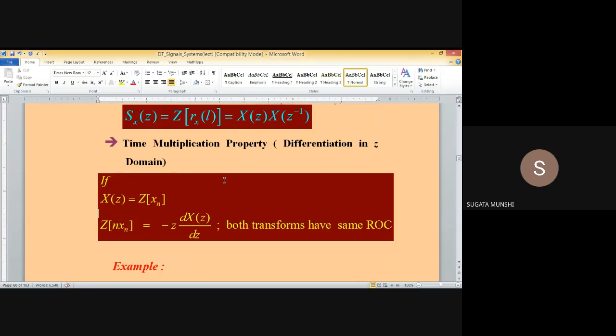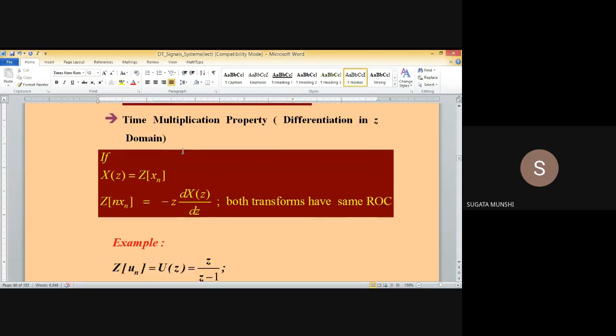What will the sequence n into un represent? What do you think? What does it represent? Ramp, sir, ramp. The sampled version, the uniformly sampled version of a continuous time ramp. Again, consider the Z transform of unit step. It's z by z minus 1. So the Z transform of the ramp n un will be minus z d/dz of z by z minus 1.